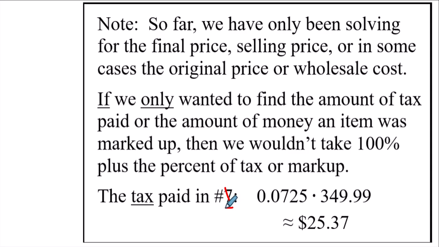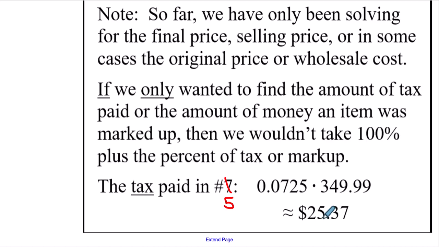My apologies here. But if you look back at problem number 5, if I only wanted to find the amount of tax that I pay, then instead of doing 100% plus the percent of tax and then putting in decimal form as 1.0725, if I just take the straight up percent and put it in decimal form, 0.0725, and I multiply it times the original price, I will get the amount of tax that I pay.